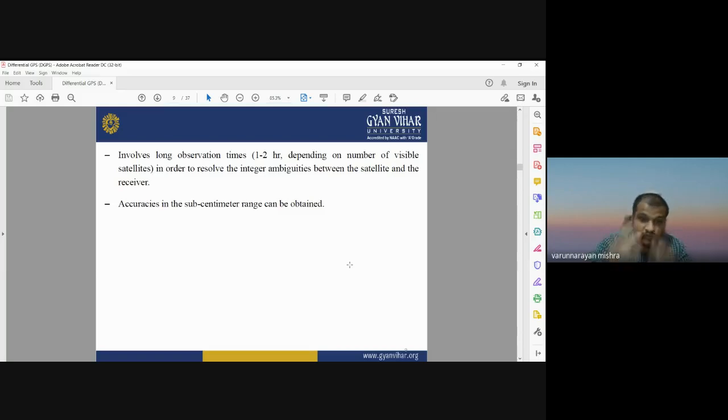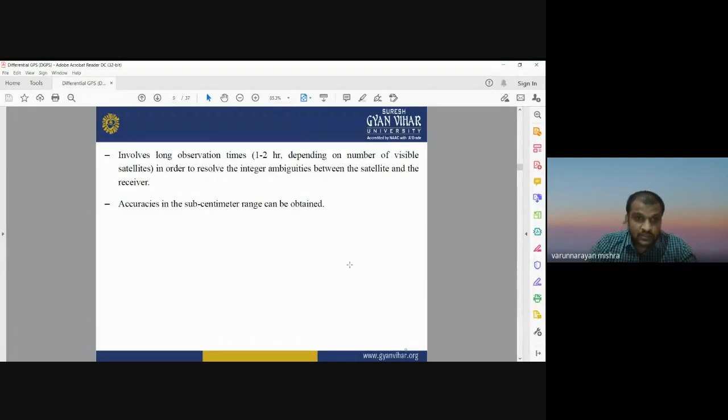Static means you will be at the same position for 1 to 2 hours to get signals from the maximum number of visible satellites in order to resolve the integer ambiguities between the satellite and the receiver. Using this method, sub-centimeter accuracies can be obtained. It is possible to have accuracies up to centimeter level using static DGPS survey.